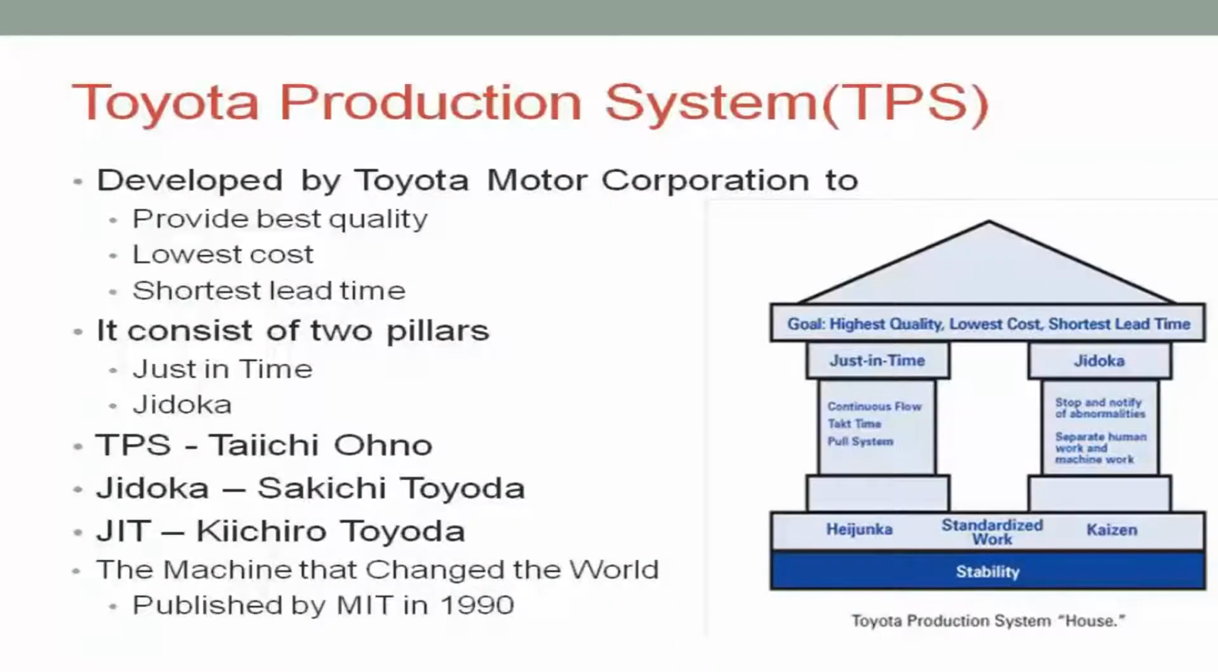In Jidoka, you basically have to stop and notify the abnormalities, and take actions accordingly. This is for the overall stability of the Toyota production system. It can be implemented in other companies also, but the example given here is for Toyota. The goal was to achieve the highest quality levels at the lowest cost and the shortest lead time. Those were the 3 bullet points based on which the discussion started, if you remember.